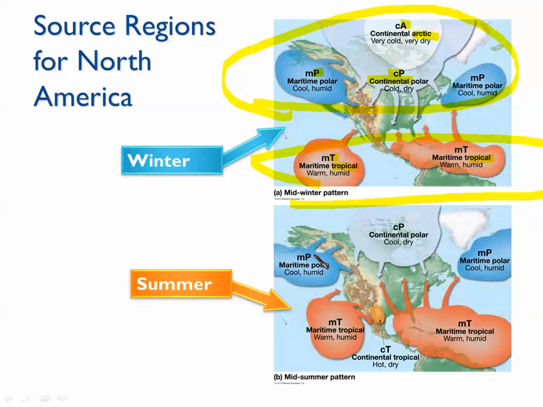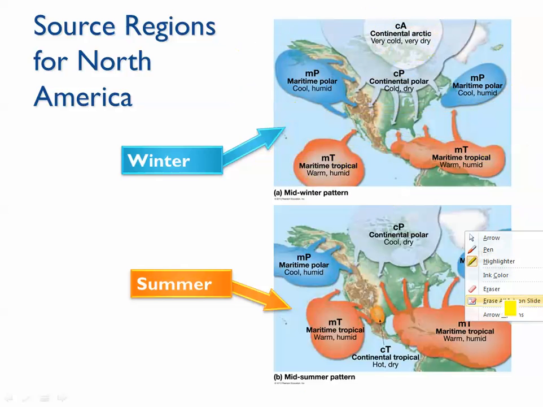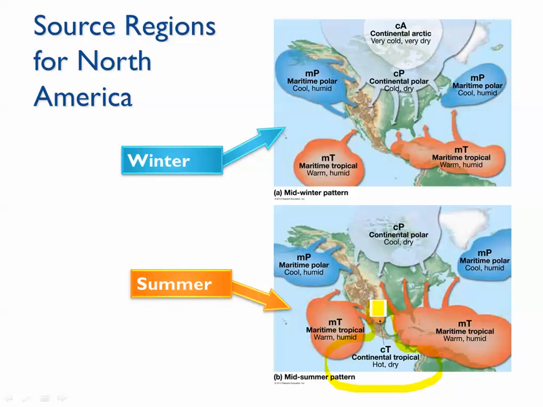the Gulf of Mexico. In the summer, the big difference is we don't see the Arctic air mass. That is only in the winter. And then the other thing we see in the summer is this continental tropical. So continental tells us it's dry, tropical tells us it's a hot air mass that forms down here in the southern part of the North American continent. So those are our main air masses that we'll see.